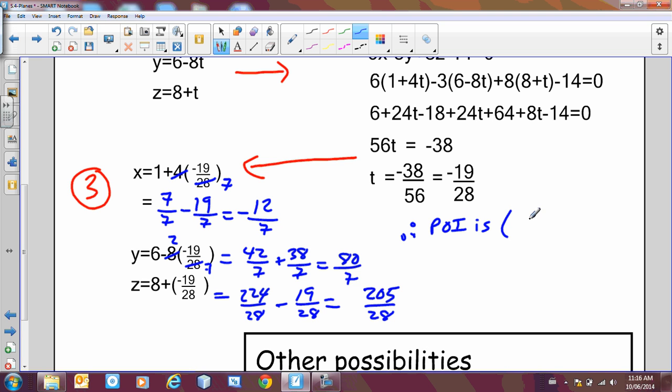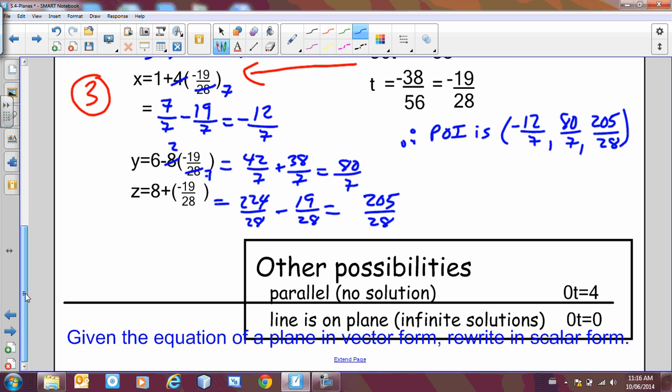is negative 12/7, 80/7, and 205/28ths. So again, I may have made a mistake there, but mathematically that's how we're solving. Determine what the value of y is, determine what the value of x is by subbing the t back in. Sub t into the parametrics.